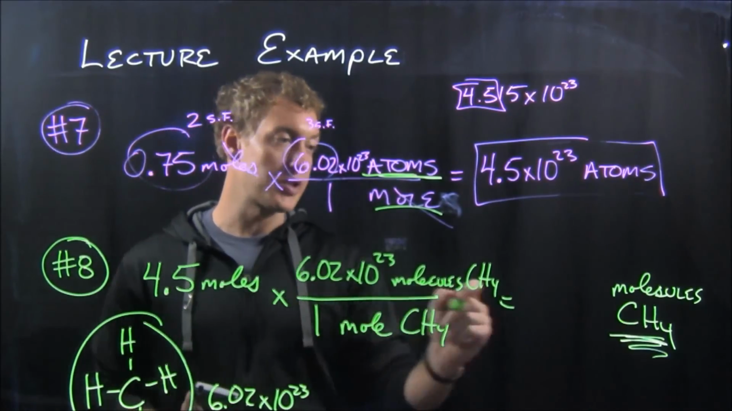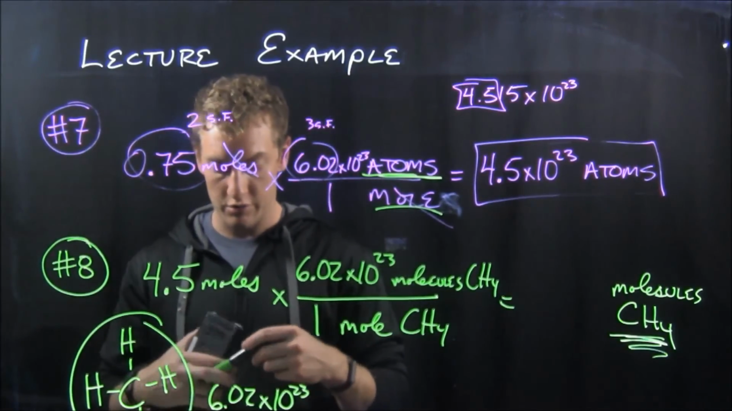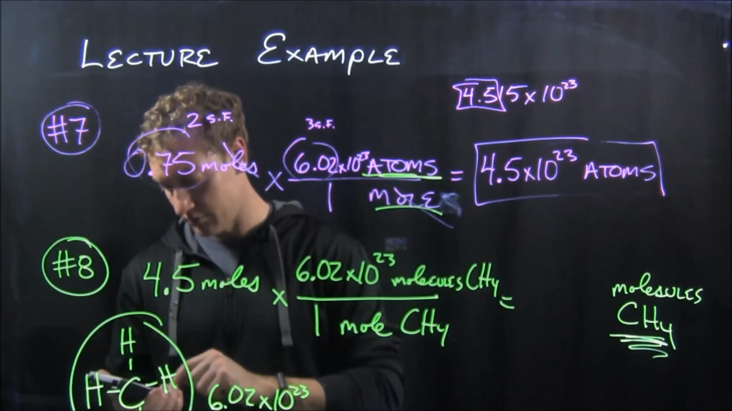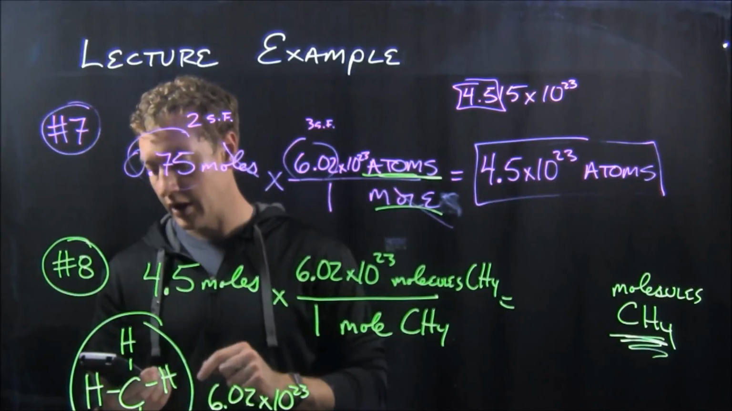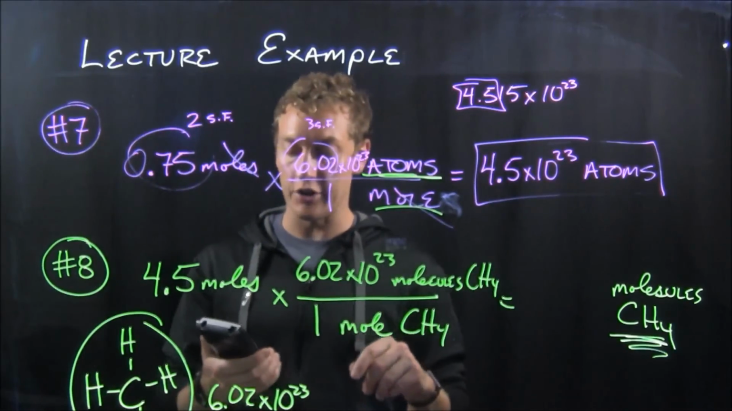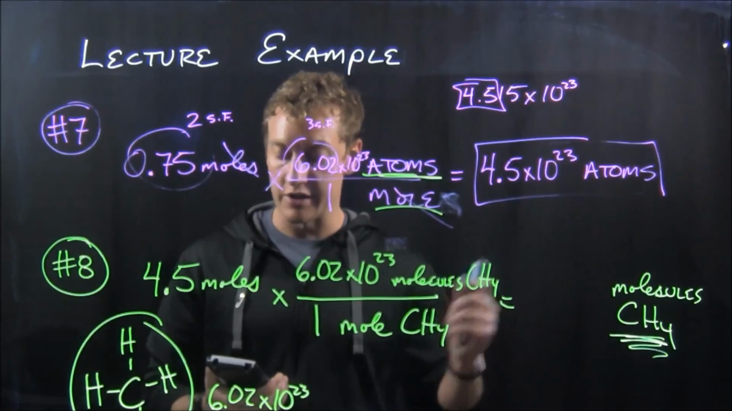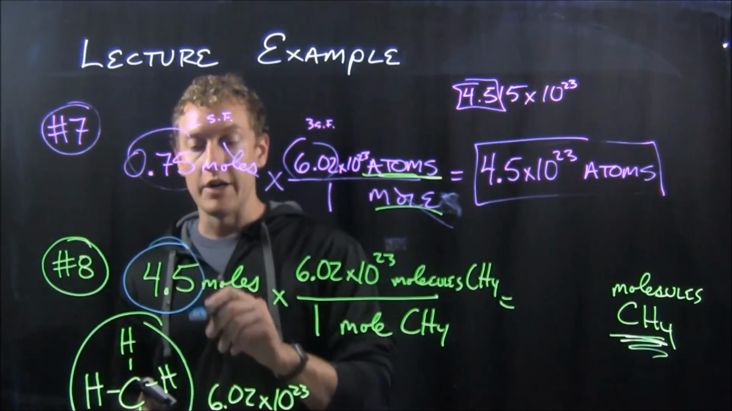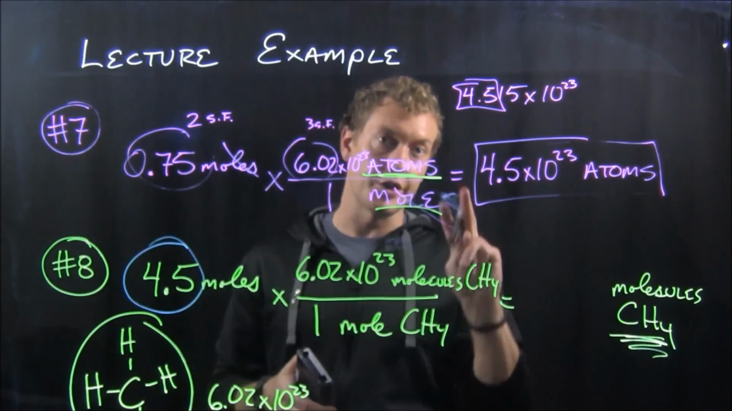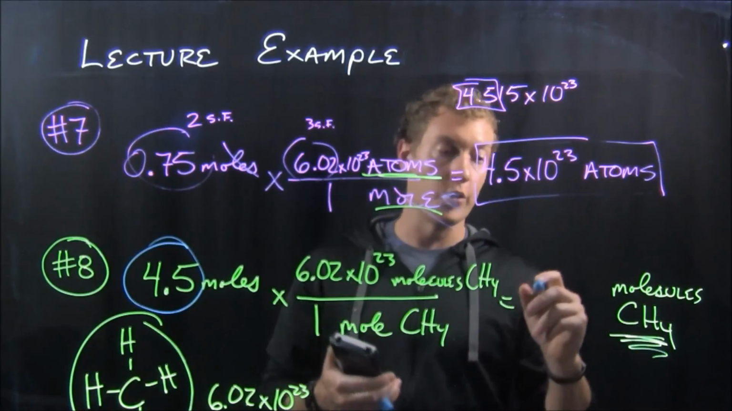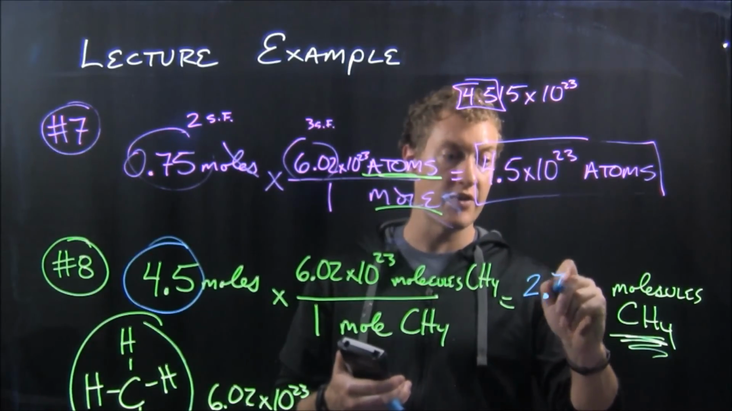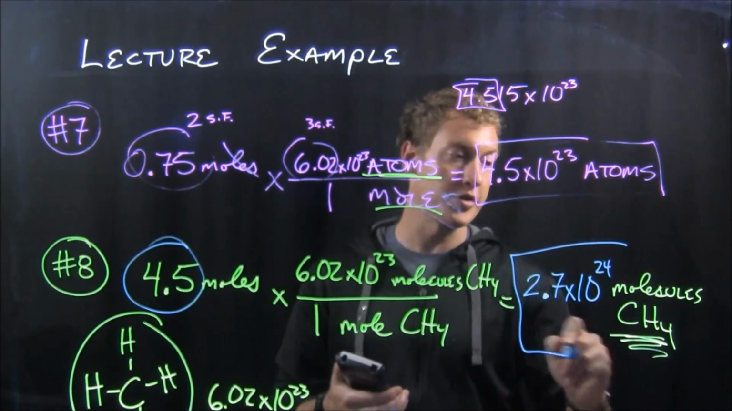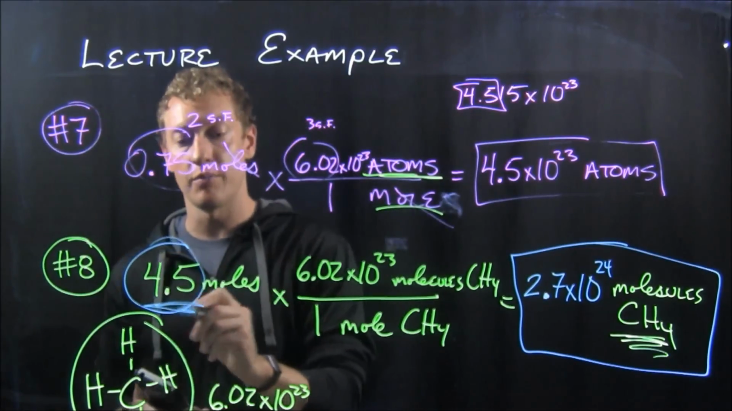4.5 times 6.02 times 10 to the 23rd divided by 1, which is irrelevant. And that comes out to be, so the calculator says 2.709 times 10 to the 24th. Based on our initial information, 4.5 moles, we're going to need to round this to 2 significant figures, and so we would report it as 2.7 times 10 to the 24th power molecules of methane in 4.5 moles of methane.